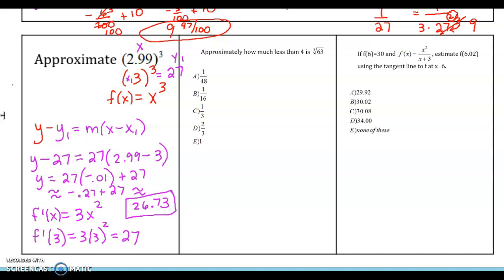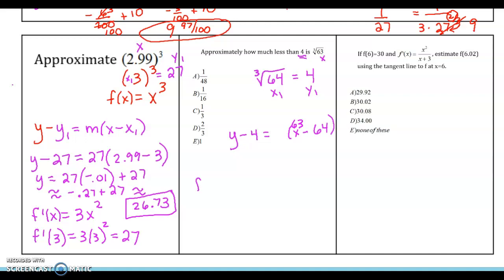All right, approximately how much less is the cube root of 63 than 4? So we're going to find what the approximation is and approximate it. There could be shortcuts, I don't know. I just don't use them. So we're comparing it to 4. So I've got the cube root of 64 is 4. So this is y1, x1, x. So y minus y1 equals m times x minus, I always do this. I don't know why I don't sometimes do that right away.